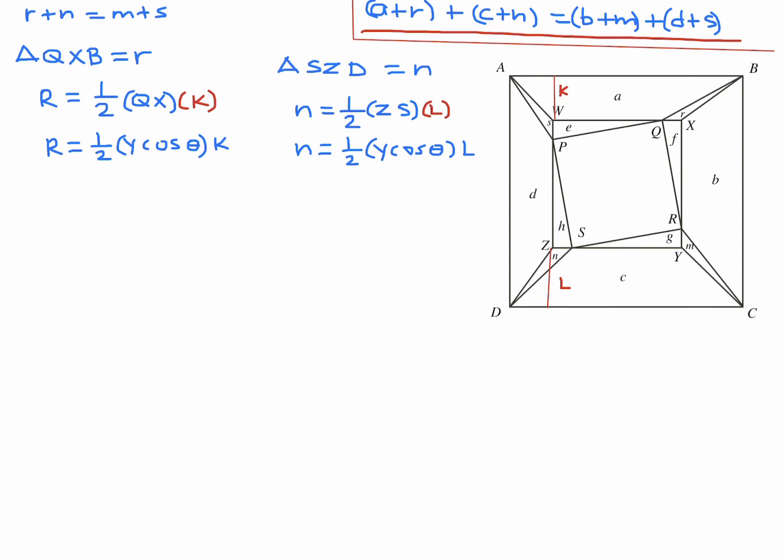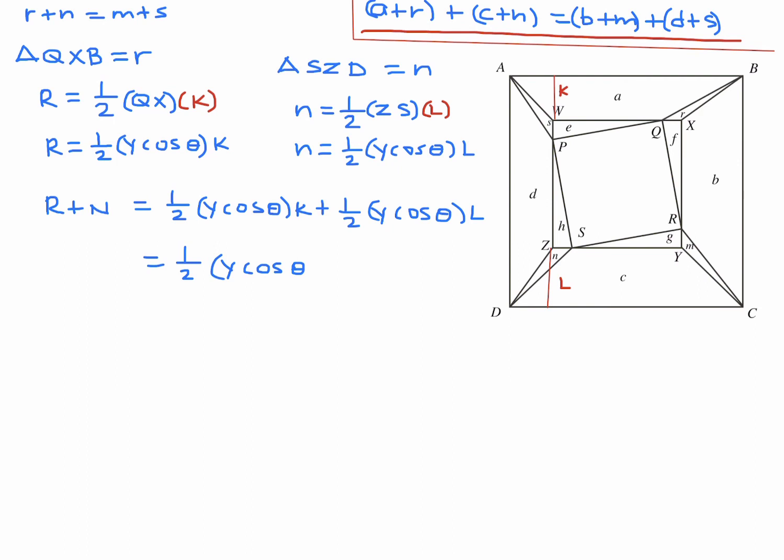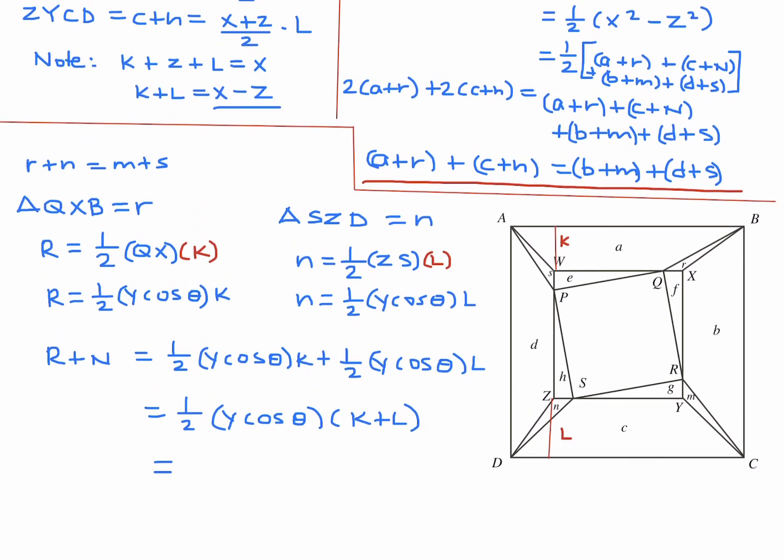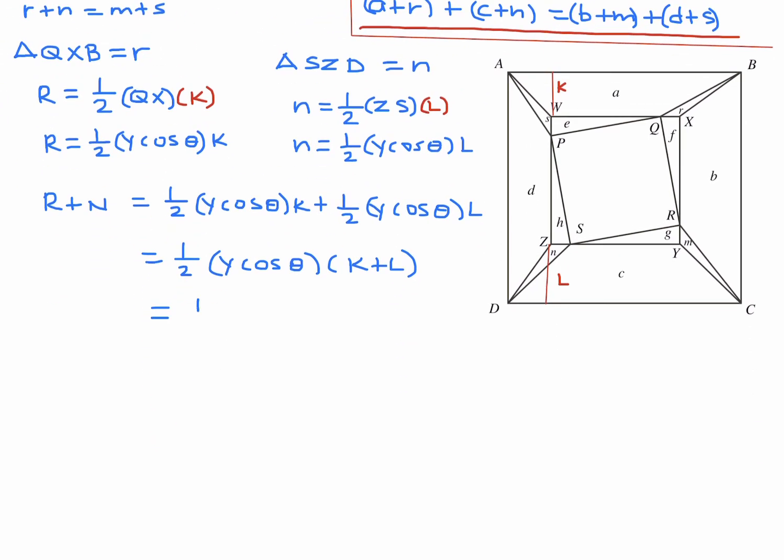And then when you combine these two, we have now r plus n is equal to 1/2 y cos theta times k plus 1/2 y cos theta times L. Now we can factor out 1/2 y cos theta, and when you do, you get k plus L. And then if you recall, k plus L was x minus z, so substitute that in, and you get 1/2 y cos theta times (x minus z), and that's r plus n.